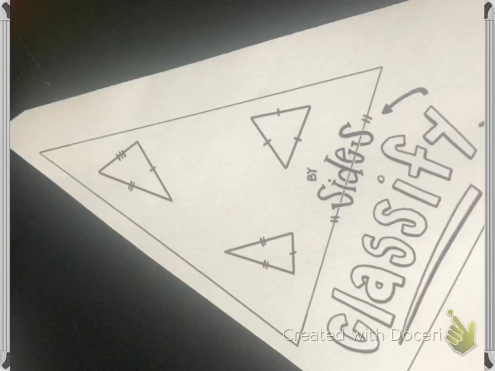Alright, next we're going to be classifying our triangles by the sides. So here, if you look at this very first triangle, if you look at the tallies, all of the tallies are different. So we have 1 tally, 2 tallies, and 3 tallies. And so what this means is that this triangle does not have any sides that are the same. And so here we call this a scalene triangle.